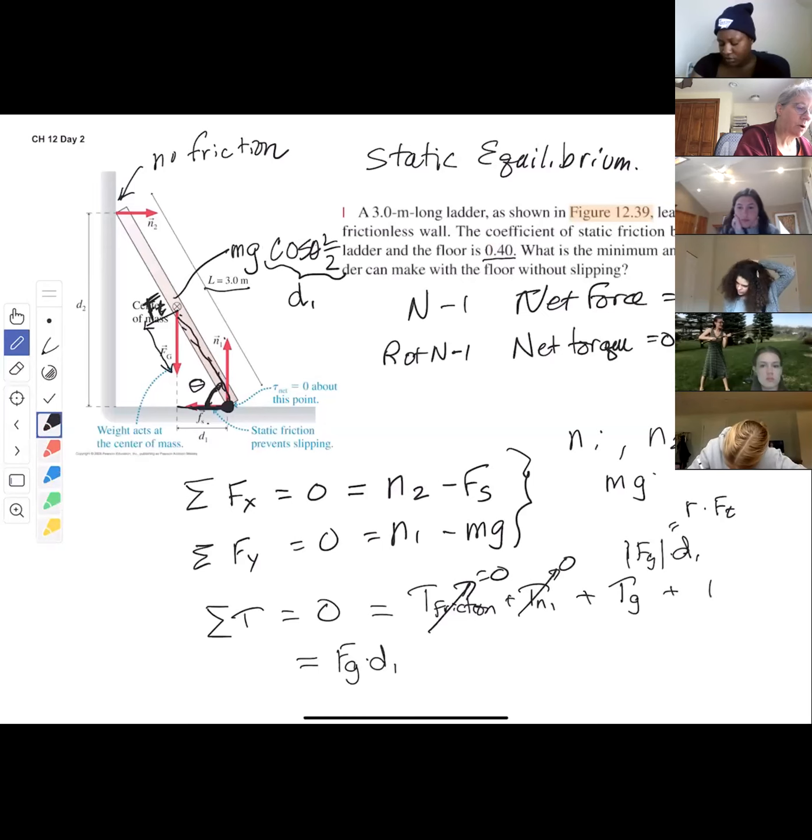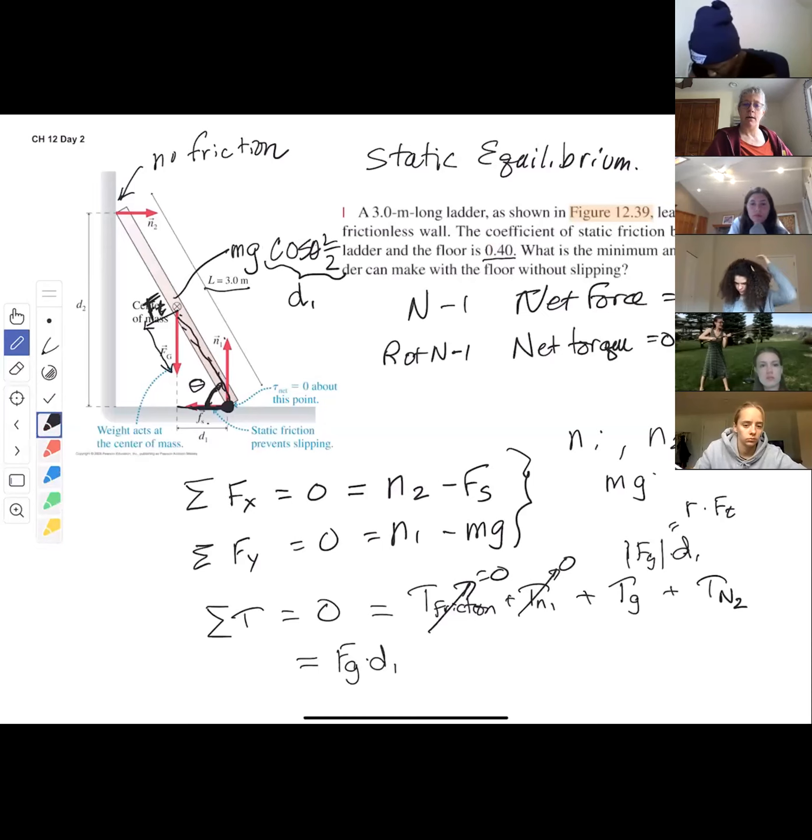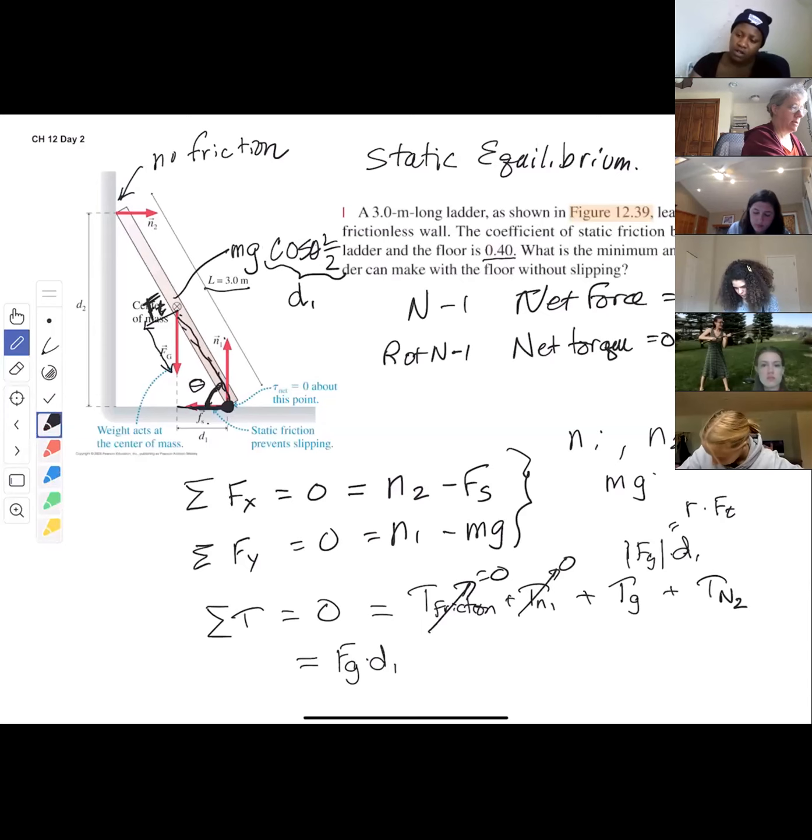So torque applied by N2. All right. So how big would that torque applied by N2 be? I think it would be like, find the force perpendicular to the ladder.